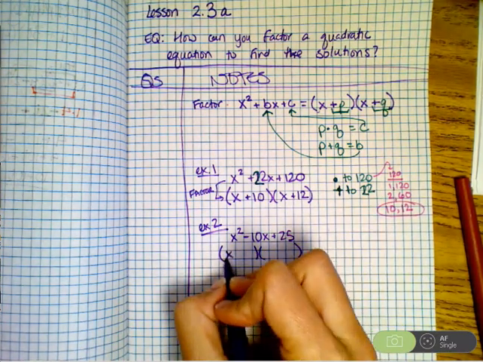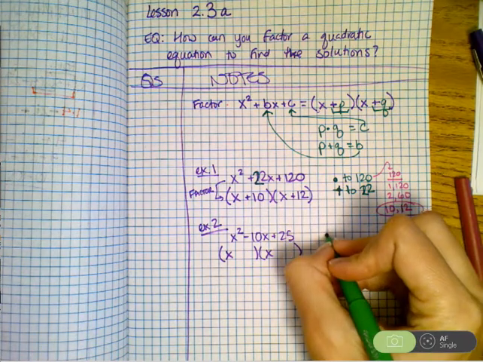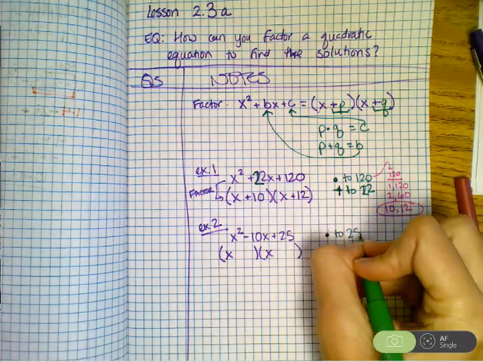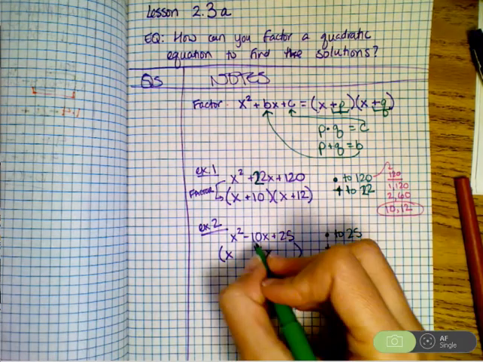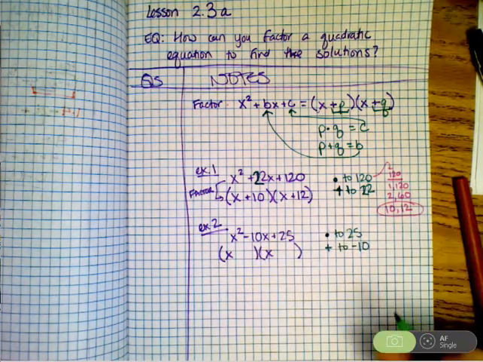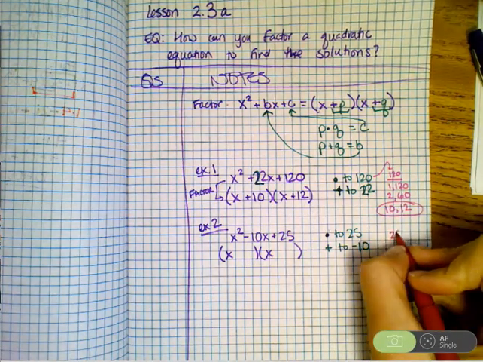So again, we're looking for two things there. This time we want them to multiply to 25. Remember, they multiply to the number at the end. And we want them to add to the number in the middle, which is negative 10 here. So again, I start thinking about factors of 25.